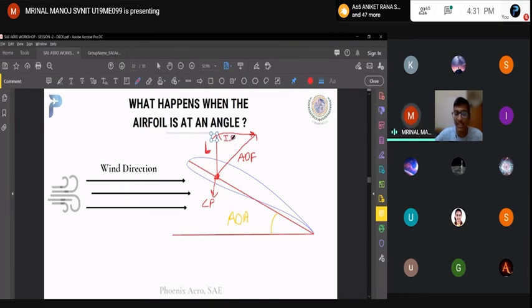I'll get to what induced drag is. I think in the last session you had come across the four main forces acting on an aircraft, and among them one was lift and one was drag. There are various types of drag. The two main types are induced drag and parasitic drag.